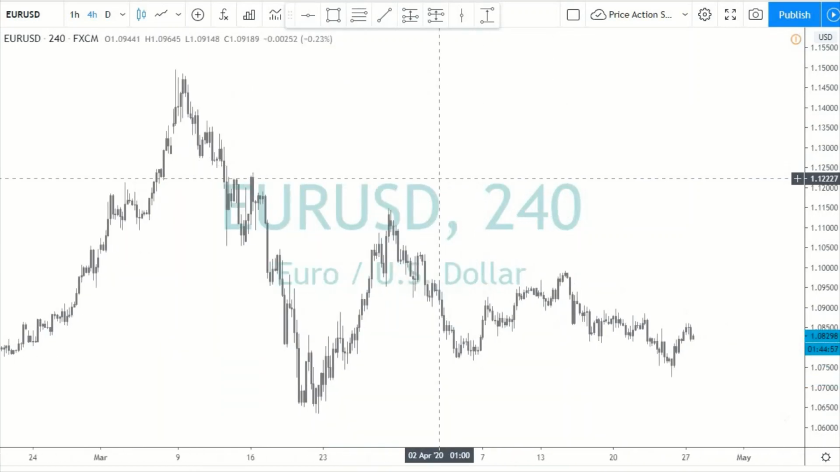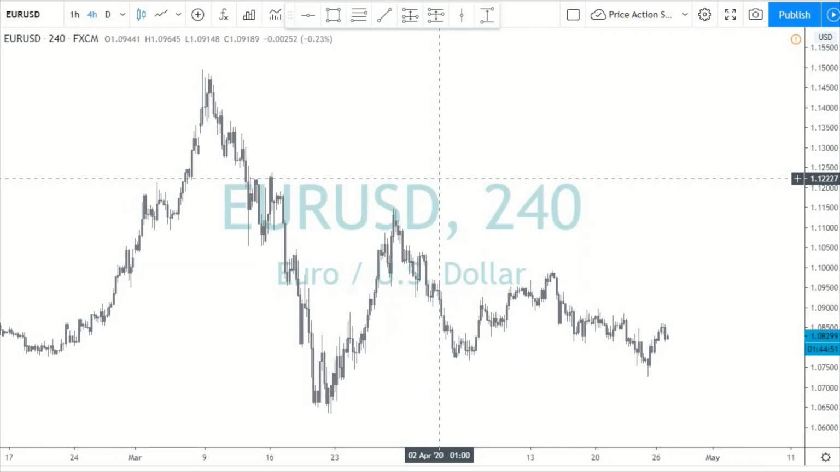So the first thing that you want to know is this. Forget the nonsense about zooming the chart out way back and looking at historical data. That's not accurate. You want to use recent data, okay? So I'm on the 4-hour chart, on EUR/USD.